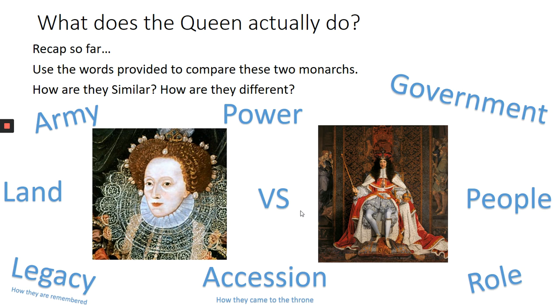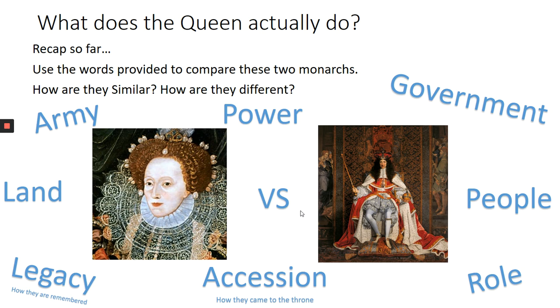Where they're different, maybe the government you could focus on. Elizabeth obviously had full control. She fought against her government, her people, to retain her own status, whereas Charles did the same thing, fought against them, but lost and was eventually executed. You could say their legacy is very different. Elizabeth's reign is referred to as the Golden Age, the Elizabethan Golden Age, whereas Charles was very much a hated monarch and is the only monarch to be executed and replaced. So, lots of similarities, lots of differences there.